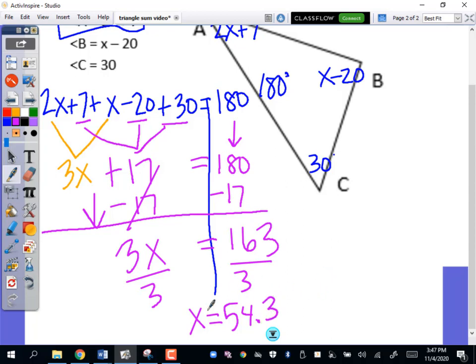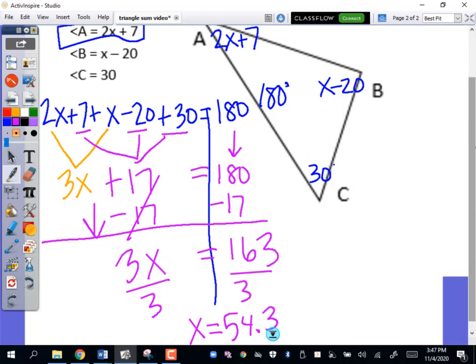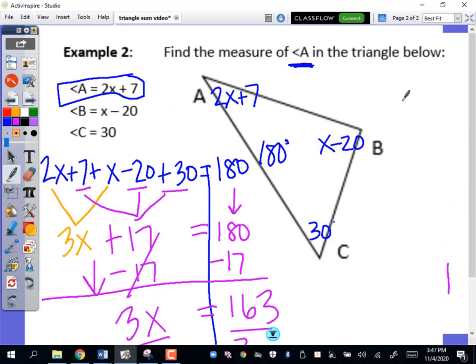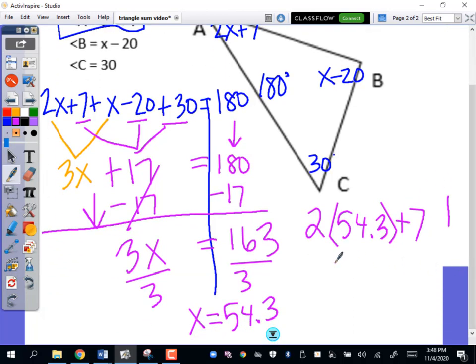Okay, am I done answering this question? Well, let's look back up at the top. Oops. It said find the measure of angle A, so I'm supposed to be plugging it back in, not just solving for x. So I'm doing 2 times 54.3 plus 7. I type this into Desmos, and it tells me that 2 times 54.3 plus 7 is 115.6, and that was angle A.